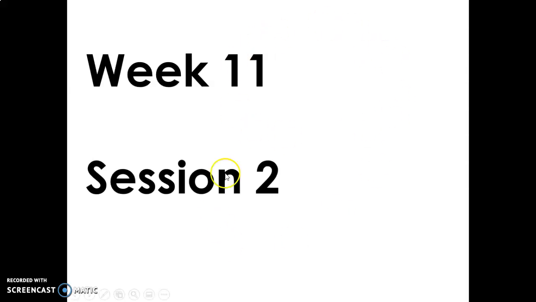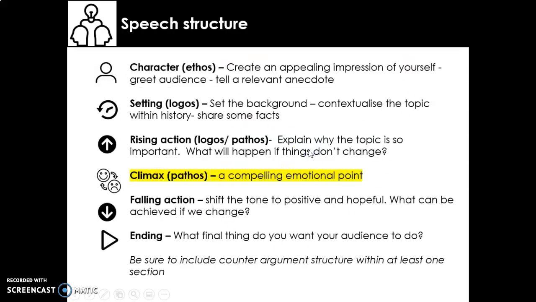Okay, so we have been looking at different structures, different strategies of support, knowing that our outcome is going to be a written speech that follows this structure on a topic of your choice. Through the previous weeks, we have built up character, setting and rising action paragraphs. This week we will be looking at doing the climax, creating a compelling emotional point that appeals to the pathos, the emotions of the audience, a falling action section where we shift the tone to something more positive and hopeful with the focus on what can be achieved if we change, and the ending where we give our audience a final thing to do, a final moment of action.